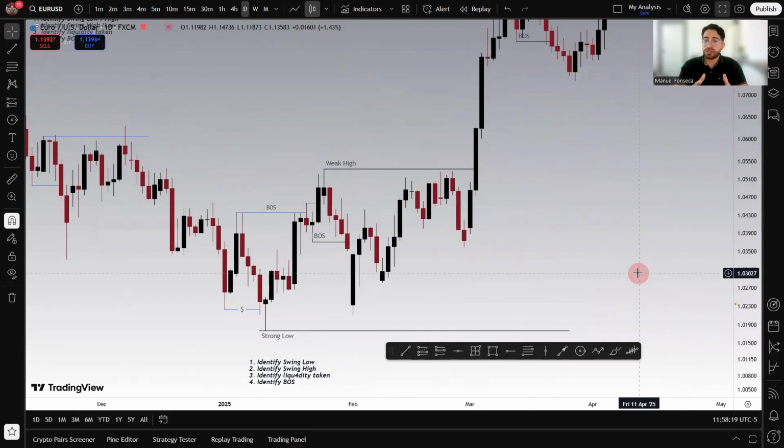This is the first session. This is the first class. I hope you have enjoyed it. Pay attention to the four things we have to identify here: swing high or swing low pattern, liquidity taken, breakout structure, and identify if it is a swing high or a swing low, depending on the trend line, okay?